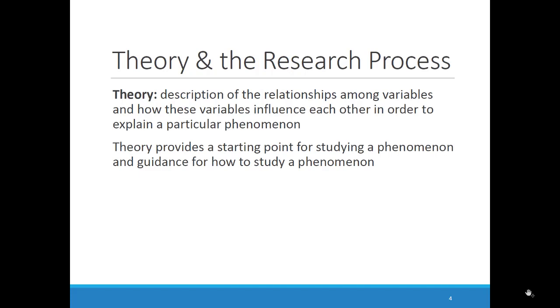Let's talk about theory and the research process. You may have heard about theory before in other classes. A theory is a description of the relationships among variables and how these variables influence each other in order to explain a particular phenomenon. So we're going to talk more about what a variable is later in this slide deck. But for now, you should know that a theory helps us understand why something happens. So a theory is pretty broad, and it provides a starting point for studying something and guidance for how to study it. So a theory is sort of our starting point in a lot of cases for research.